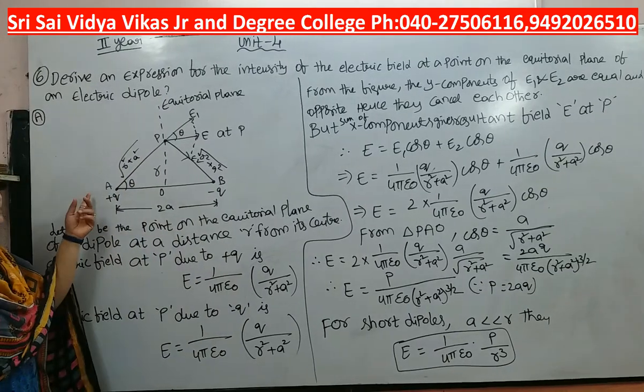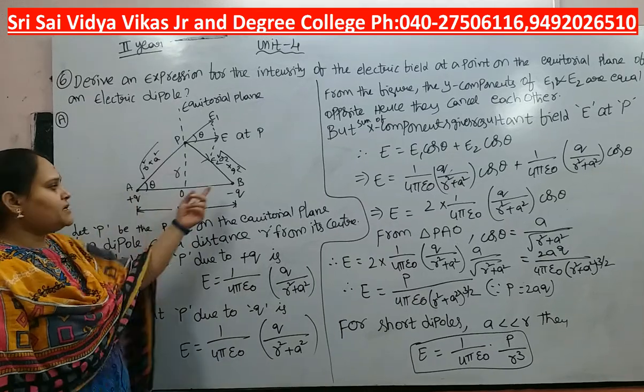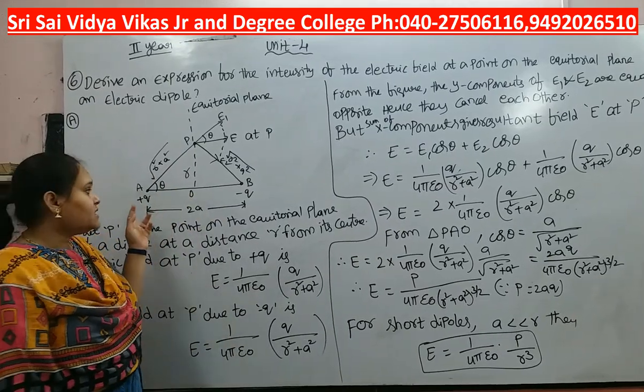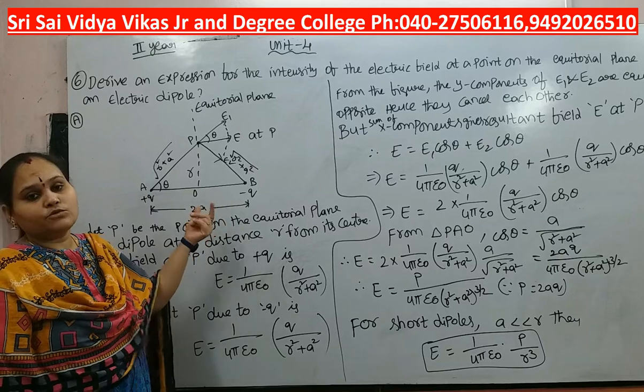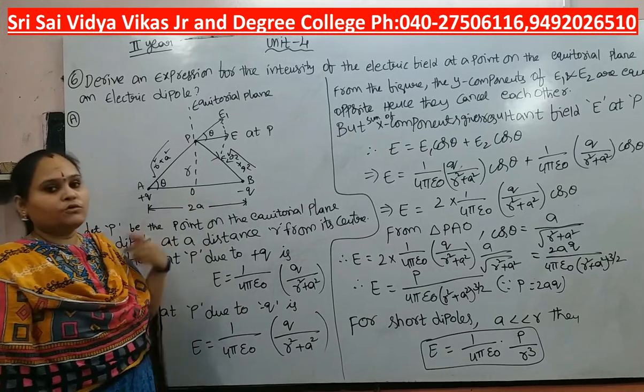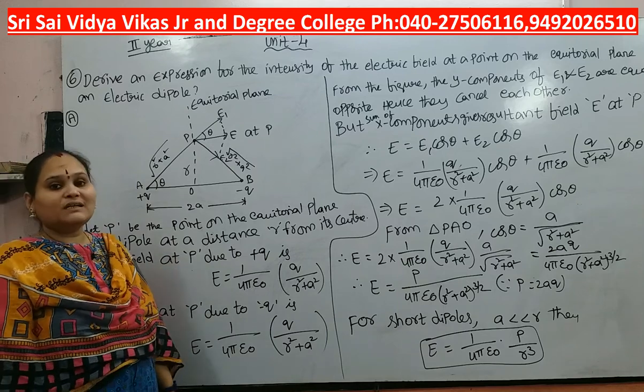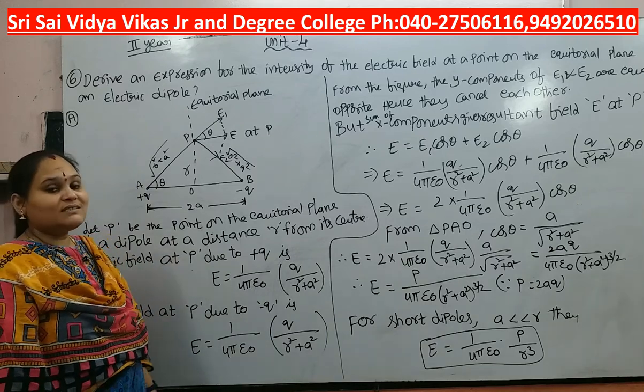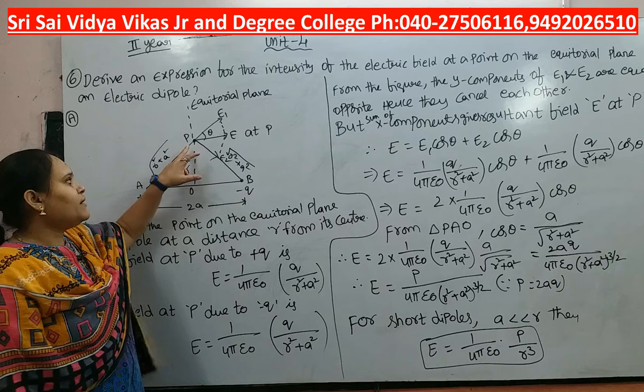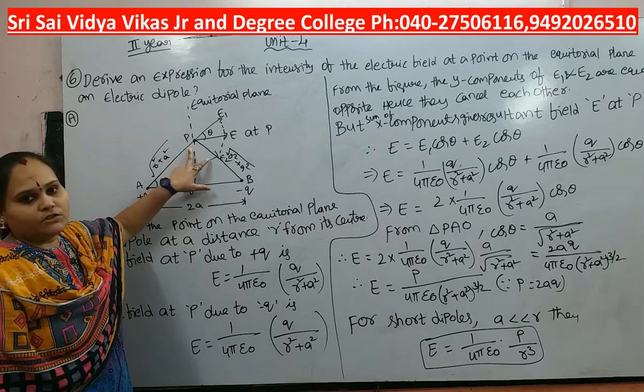Here we observe the electric dipole AB, and its charges are plus q and minus q, which are separated by a distance 2a. This is our electric dipole and P is a point on the equatorial line. The distance r is the distance from P to the center of the dipole.